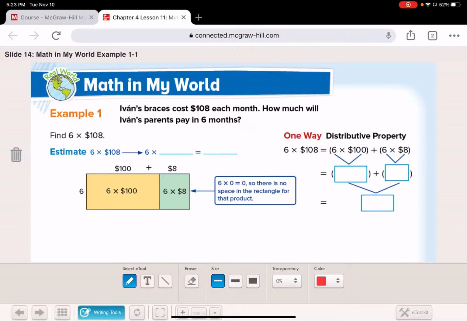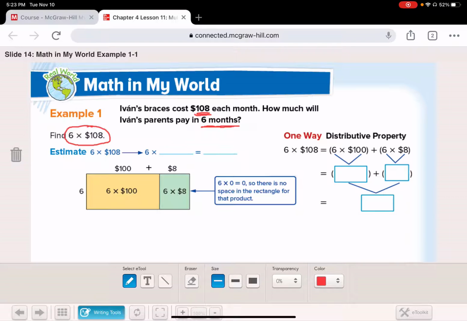Yvonne's braces cost $108 each month. How much will Yvonne's parents pay in 6 months? Okay, so if we know that they cost $108 a month, we need to know how much it is in 6 months. That means we need to do 6 times $108.